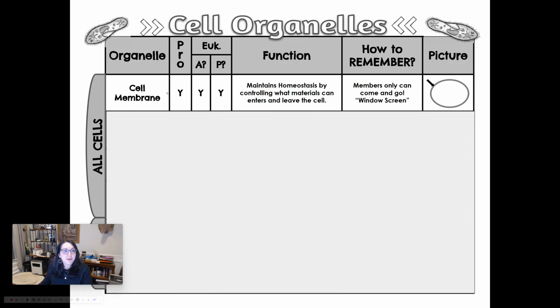So here's your chart, cell membrane. I've already filled in that there's yes for all the cells. It maintains homeostasis. Members only can come and go, and it's similar to a window screen, I guess, because things can come in and out of a window screen, or sometimes I say a bouncer at a club that keeps people in and out of that club. And your picture should have the arrow pointing to the outer edge of the cell.